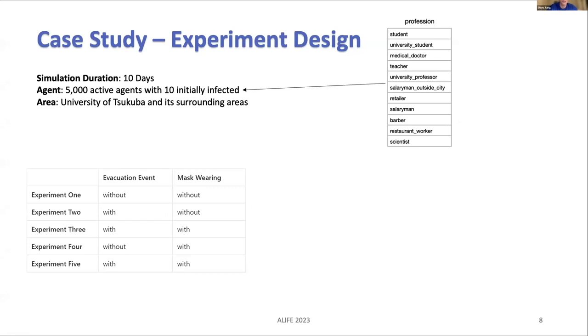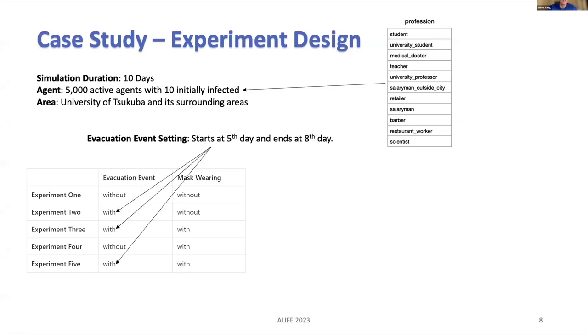But they have some general settings, like the simulation duration will be 10 days, and there will be 5,000 active agents with 10 who are initially infected. And the simulation area is University of Tsukuba and the surrounding areas. For the evacuation event, it will start at the 5th day and end at the 8th day, which makes the duration 3 days.